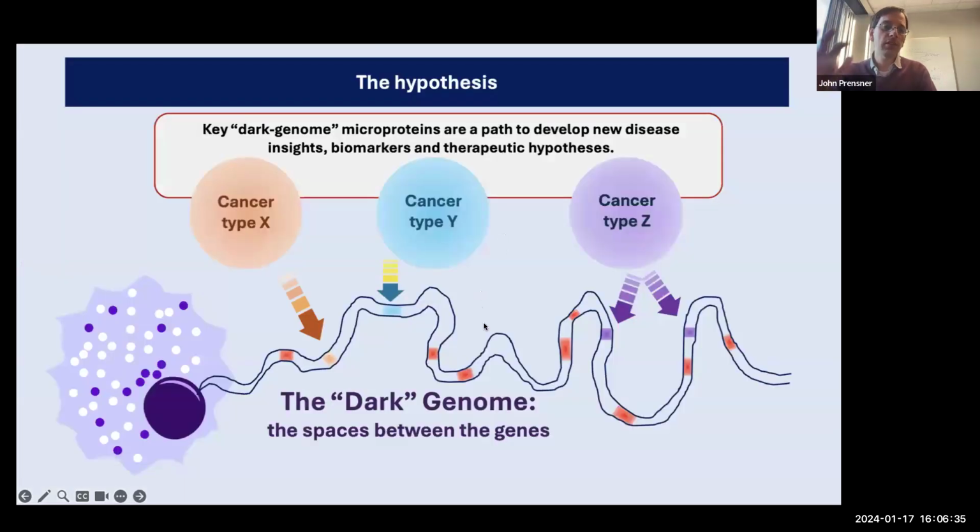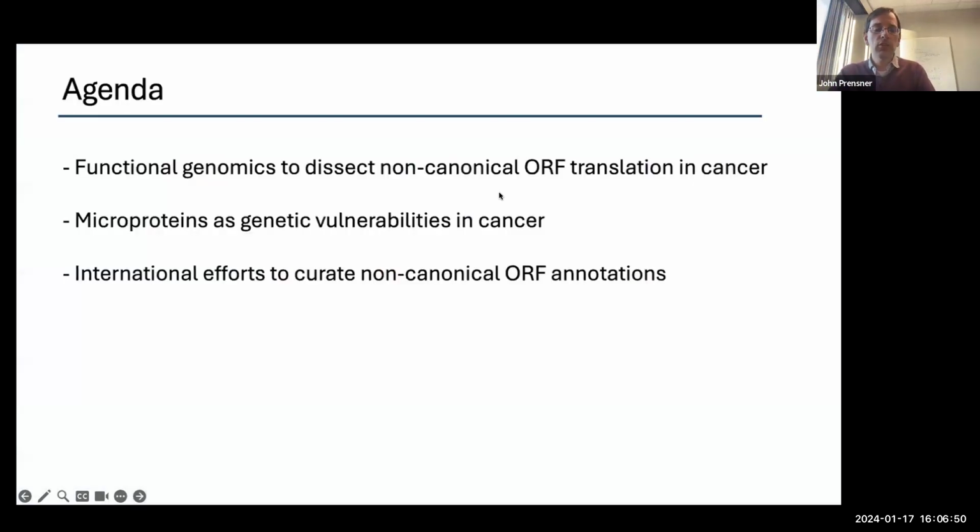And so the hypothesis here is that there are going to be these dark genome microproteins from these non-canonical open reading frames that are going to give us new disease insights, and maybe, in fact, new biomarkers and generate new therapeutic hypotheses going forward in the future. So the task for the rest of our time here together is to talk a little bit about the functional genomics that we do to think about these in cancer. We'll talk about how microproteins are genetic vulnerabilities in cancer, and we'll zero in on some exciting recent work.